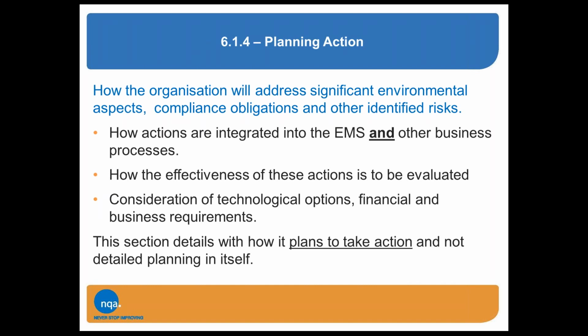Planning action relates to how to take the actions required to achieve the intended outcomes you require from your management system. So plans need to be formatted into how we're going to integrate any improvements we make into not only the EMS itself but other business processes. So for instance, there might be a knock-on effect into our purchasing processes. We need to consider how we're going to test the effectiveness of these actions, how we're going to evaluate them. And we need to consider what options we have available, both technological, financial, and any other business type options, and indeed what are the wider requirements of our business. So clause 6.1.4 deals with how we plan to take action, not the detailed planning itself. So it's almost planning to set up the plans.